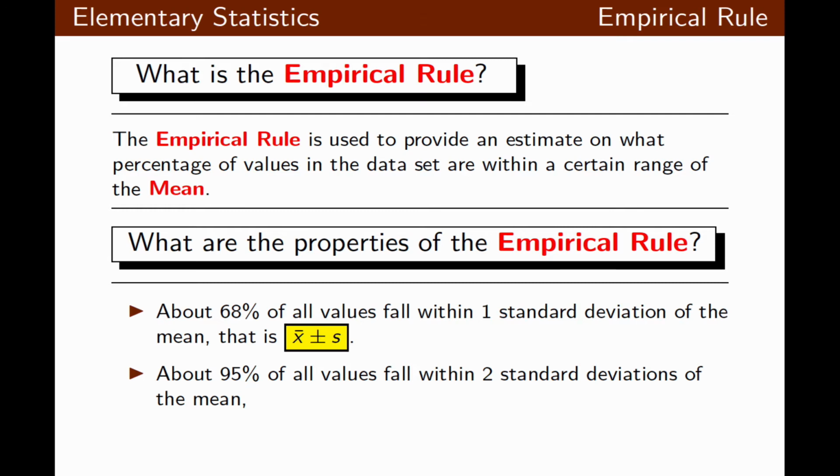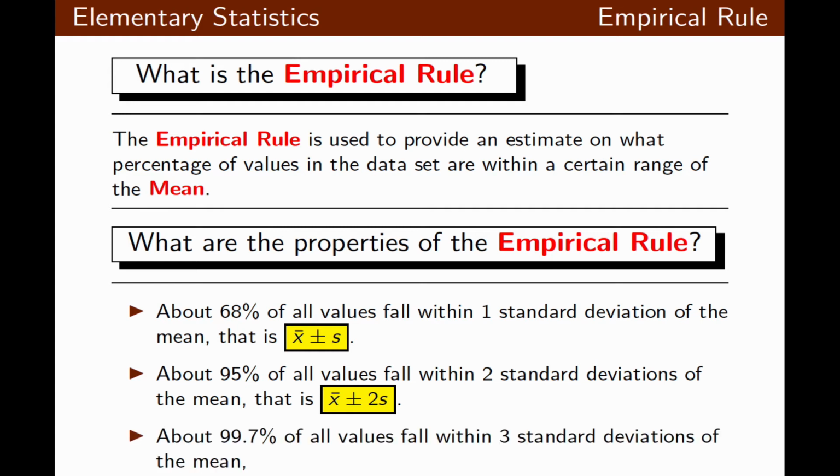The second property of the empirical rule is the 95% range. About 95% of all values fall within two standard deviations of the mean. So that would be x bar plus or minus 2 times s. The empirical rule also says about 99.7% of all values fall within three standard deviations of the mean. That is x bar plus or minus 3 times s.